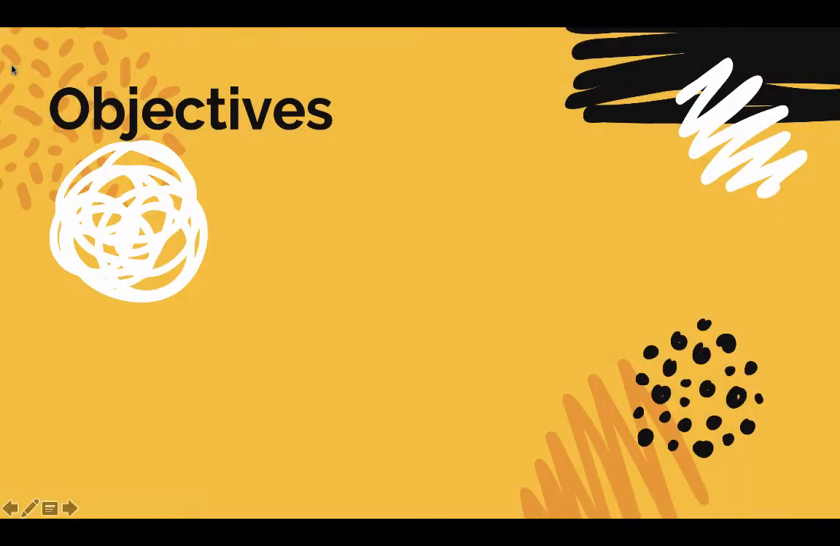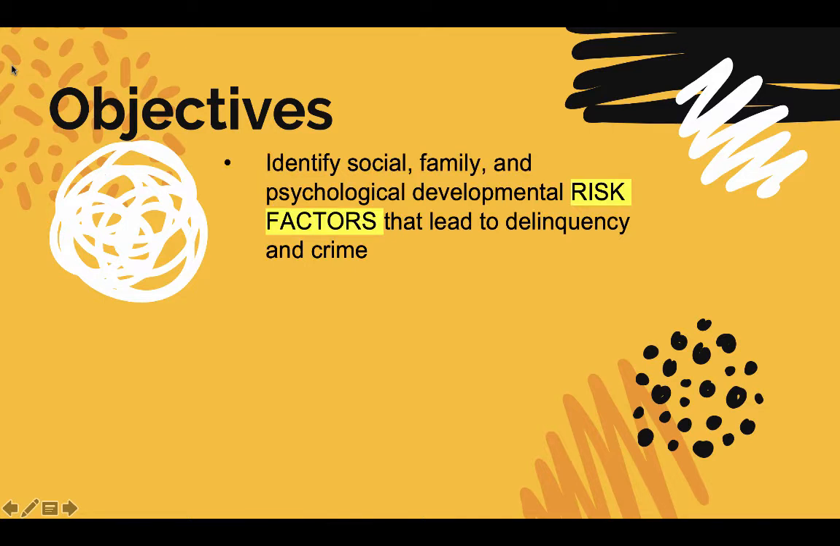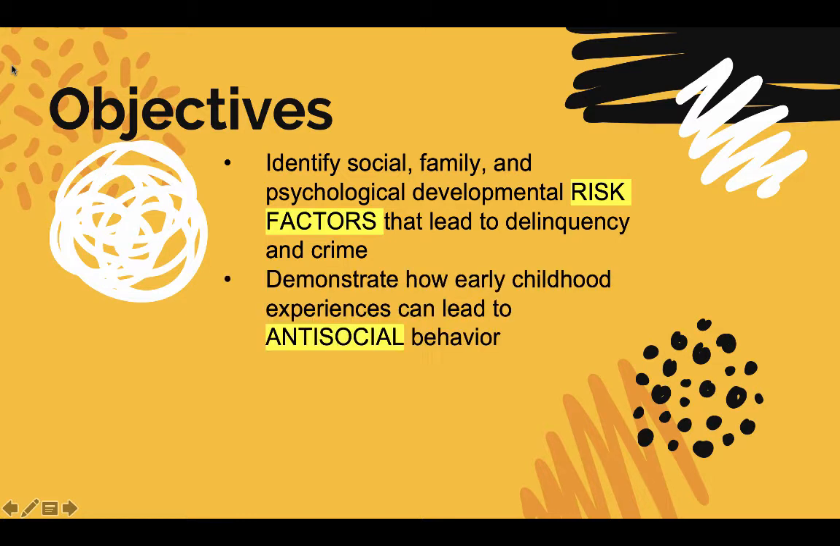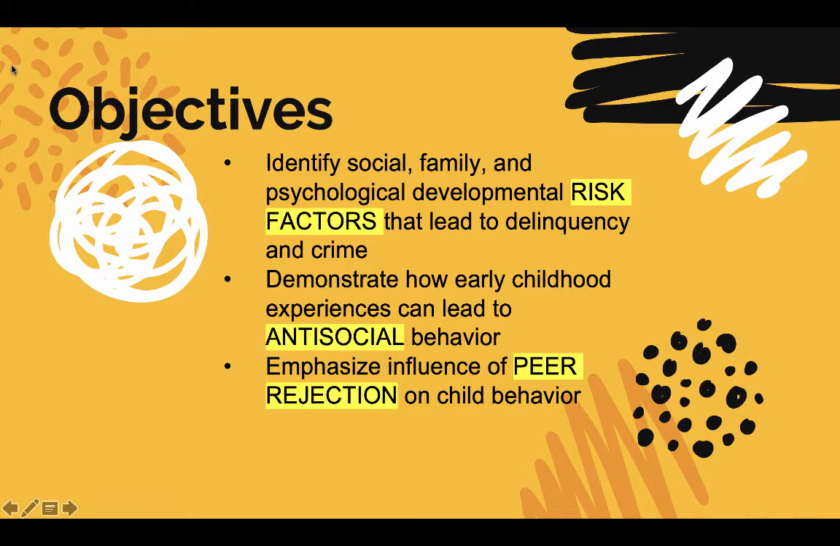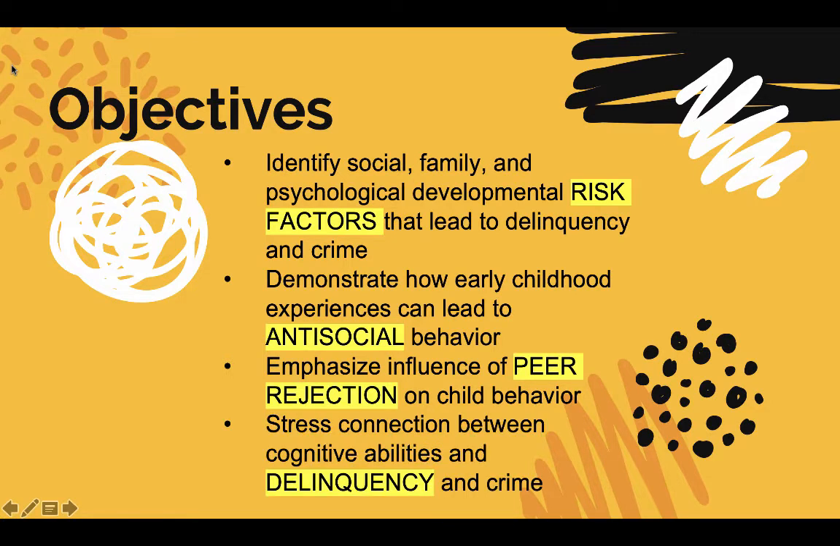Our objectives for this video presentation are to identify social, family, and psychological developmental risk factors that lead to delinquency and crime, to demonstrate how early childhood experiences can lead to antisocial behavior, to emphasize the influence of peer rejection on child behavior, and to stress the connection between cognitive abilities and delinquency and crime.